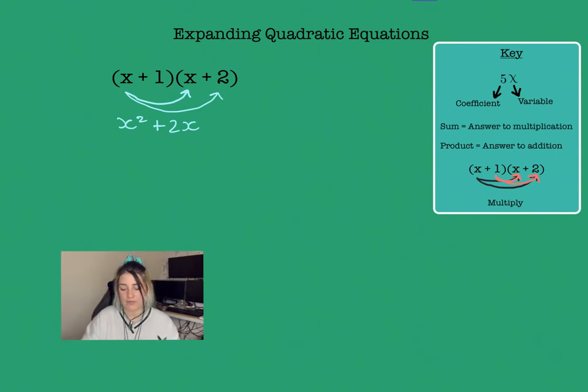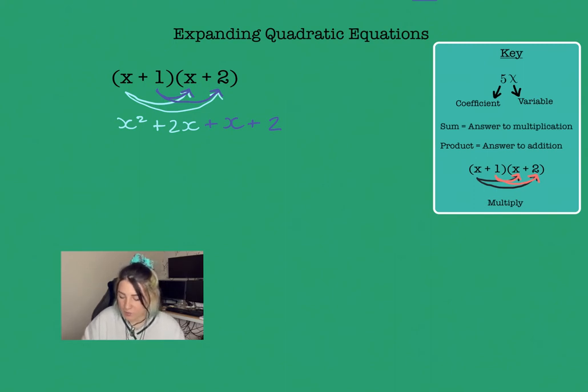We've now multiplied everything by the x in the first bracket. So now we need to multiply everything by the 1 in the first bracket. So we're going to do 1 multiplied by x, which is going to give us x, because it's 1x. And then we're going to do 1 multiplied by 2. 1 multiplied by 2 is 2. Again, it's a positive number, so it's going to be a plus. There we go. And now, because we've got all of that together, it's very expanded. We've multiplied everything by everything. So now we just need to group everything back together.